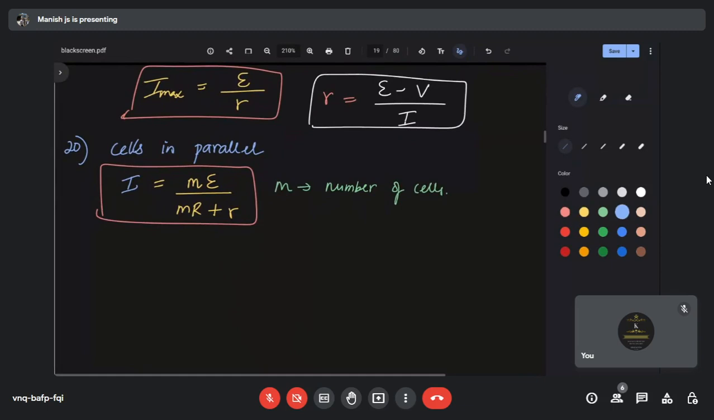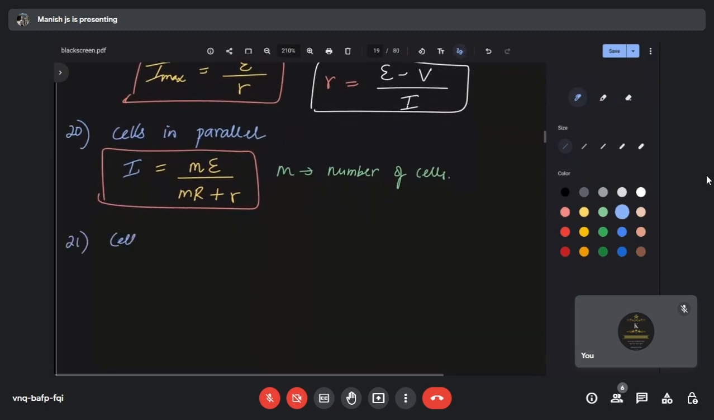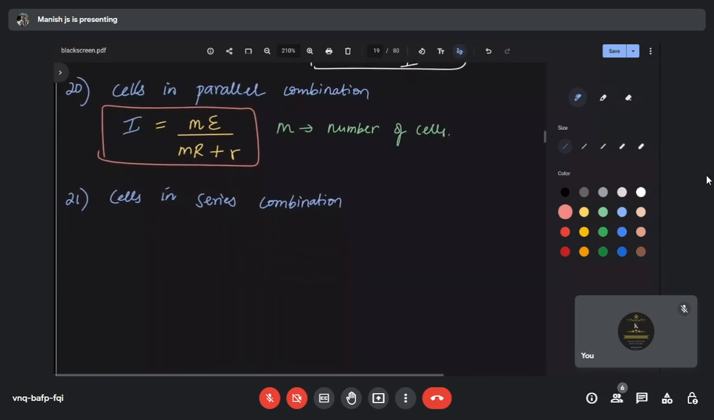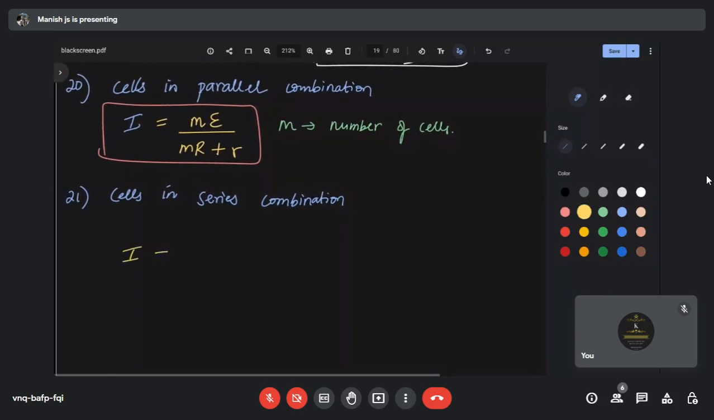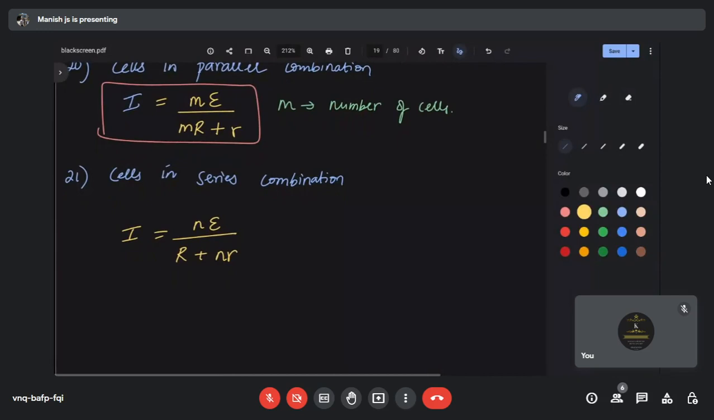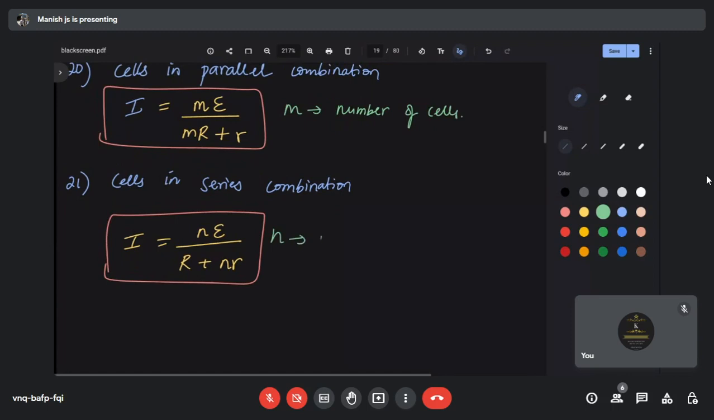Same way you can express the cells in series also. So you can write that as I is equal to N into E upon R plus NR, where small n represents the number of cells. So like this we can express it.